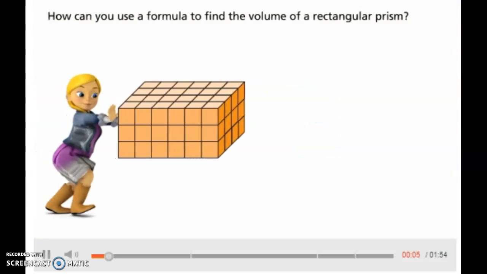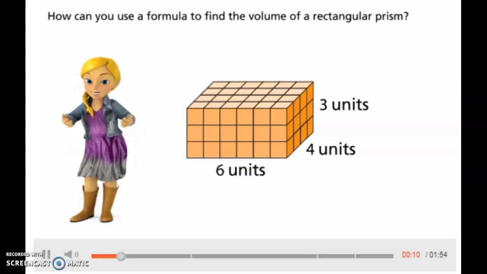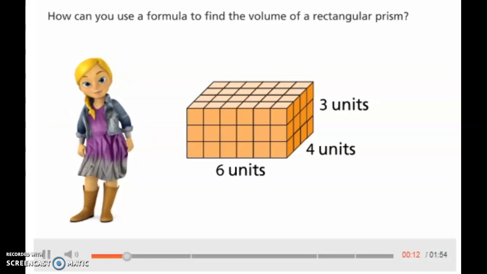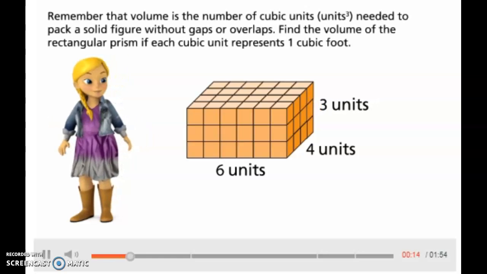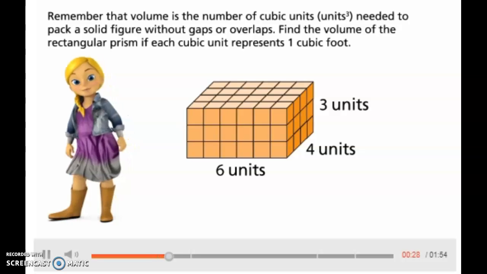How can you use a formula to find the volume of a rectangular prism? Let's find out. Remember that volume is the number of cubic units, units cubed, needed to pack a solid figure without gaps or overlaps. Find the volume of the rectangular prism if each cubic unit represents 1 cubic foot.